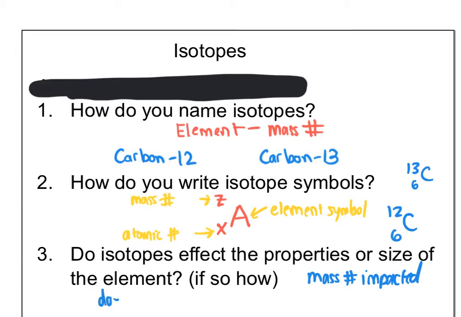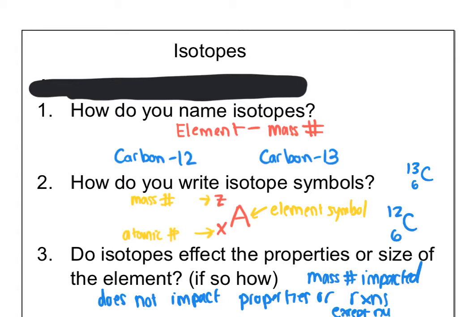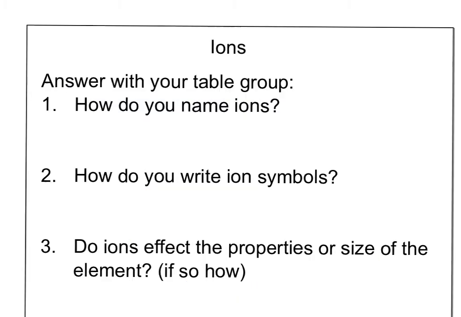So we would say it does not impact properties or reactions. And then let me just put a little disclaimer, except nuclear reactions. So if we're talking nuclear decay or anything like that, then the type of isotope would make a difference.